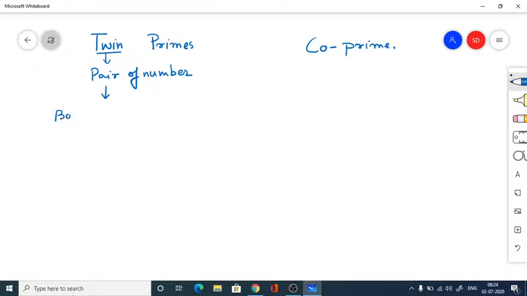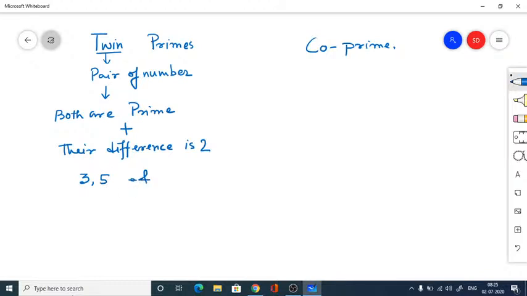So both are prime, plus their difference is 2. Like 3 and 5. 3 is also a prime number, 5 is also a prime number, and 5 minus 3 is equal to 2.